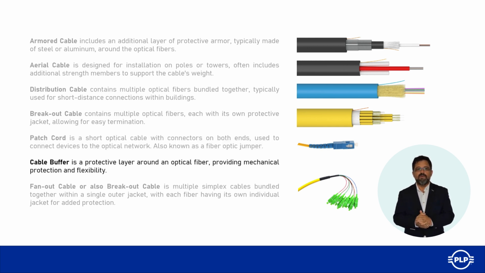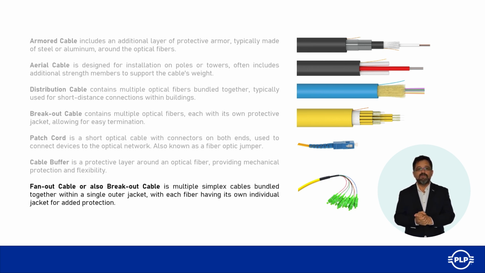In optical cables, a buffer protects the fragile glass fibers from bending, crushing, and other damage. It also helps keep the signal clear by reducing reflections and shields the fibers from moisture, dust, and other environmental risks. The key features of a breakout or fan-out cable include, firstly, individual fiber protection.